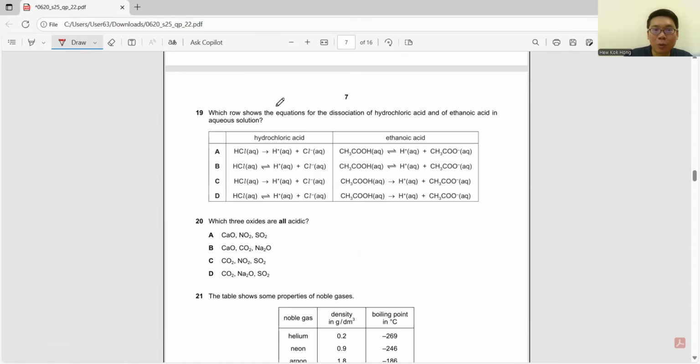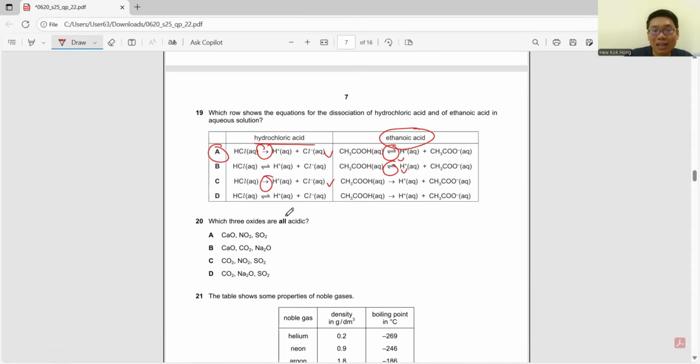19. Which shows the equation for the dissociation of HCl and ethanoic acid in the aqueous solution? This is strong acid, so it is one direction, completely dissociate. Both of this correct. Ethanoic acid is weak acid, so these two correct. So the answer is A.